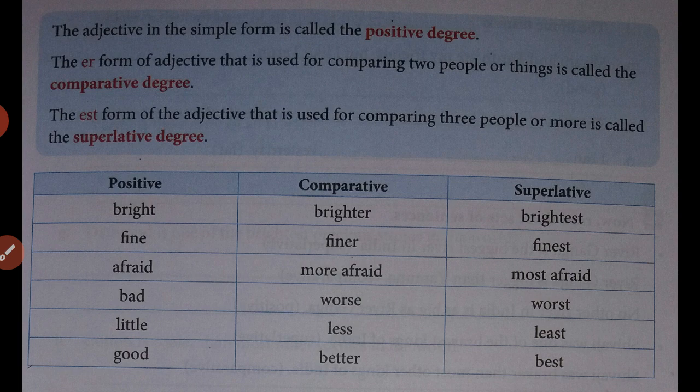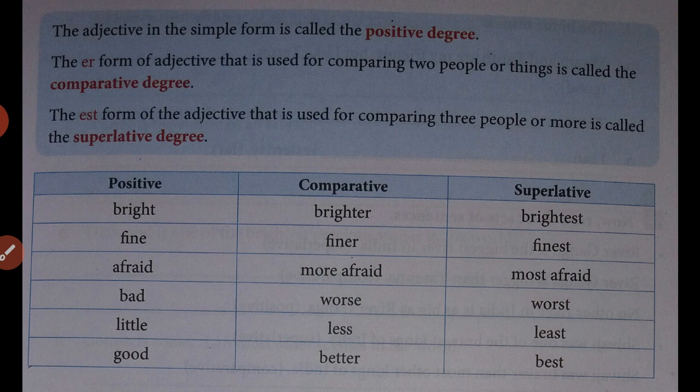What is degrees of comparison? These degrees of comparison are different forms of adjective. That means every adjective has 3 degrees of comparison. They are positive degree, comparative degree and superlative degree. So when can we use positive degree, comparative degree and superlative degree? We will discuss here in this lecture. Very first, the positive degree.